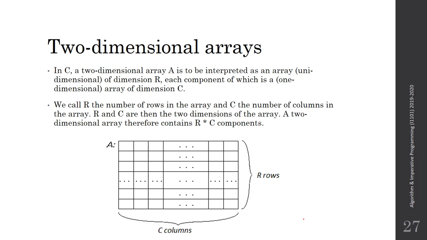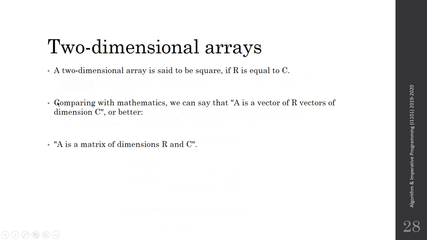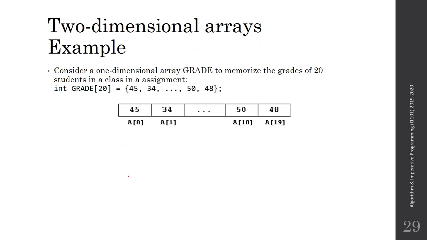Usually when we say we have a two-dimensional array, we have two dimensions. In our case, we call them R and C. R is the number of rows and C is the number of columns. A two-dimensional array is called square if R is equal to C. In comparison to mathematics, A is a vector of R vectors of dimension C. So it's a vector of vectors, or a matrix of dimension R and C.